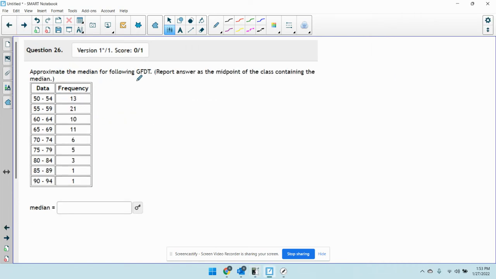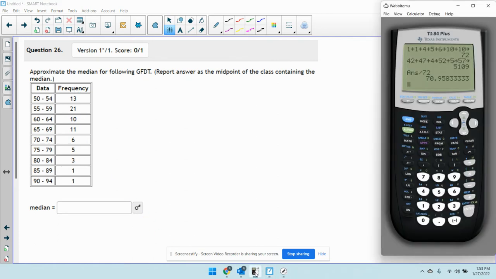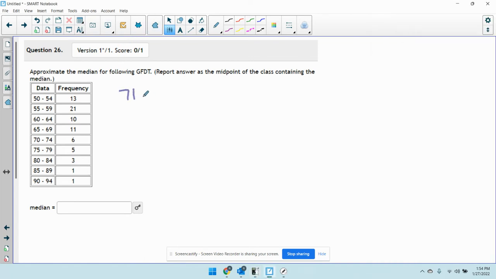It says find the median. So the median would be the middle value. So basically, I just need to figure out which one of these data classes does the median fall in. Again, I need to figure out how many things there are total. So I'm going to add them up. 13 plus 21 plus 10 plus 11 plus 6 plus 5 plus 3 plus 1 plus 1. There's 71 values.